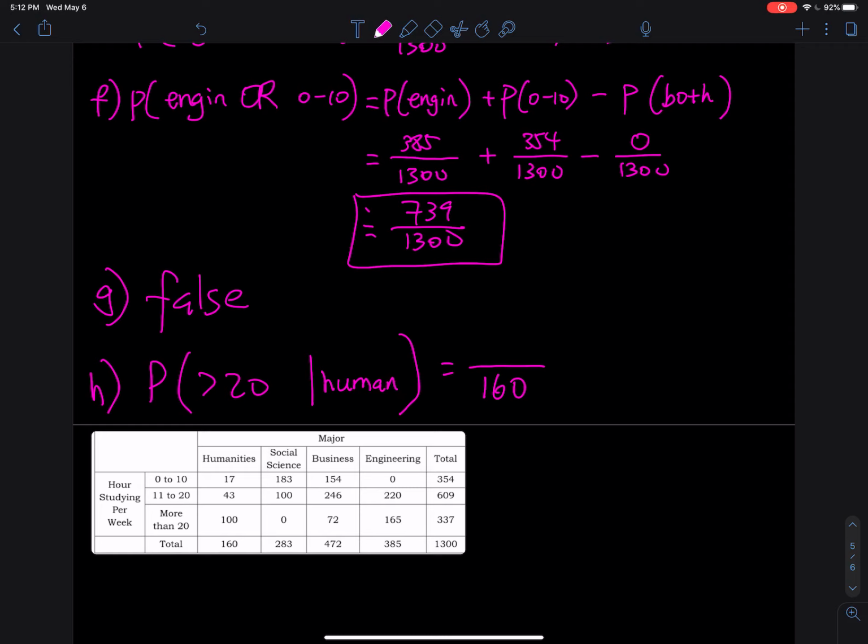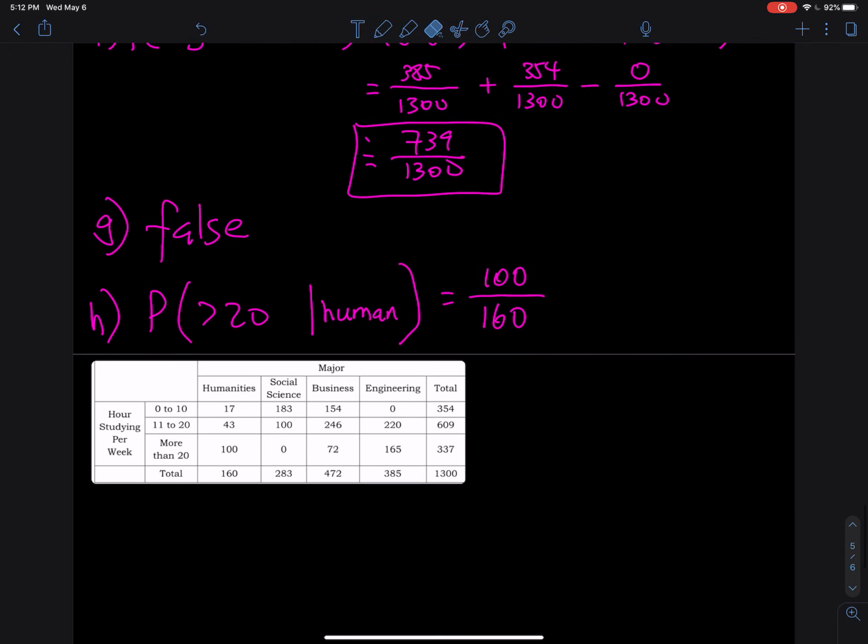Whatever is given, you find the total, you put the total in the denominator. So we are locked in the first column, right? So within the first column, how many people study more than 20 hours per week? The answer is 100 people. So there you go. That's the answer. H, and then I is suppose a student studies 0 to 10 hours per week. So I is suppose means given. 0 to 10. Find the probability that this student is an engineering.